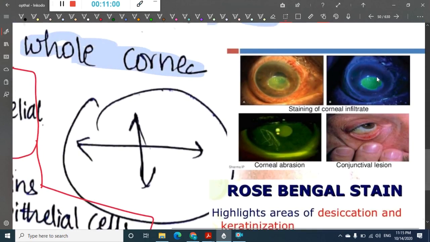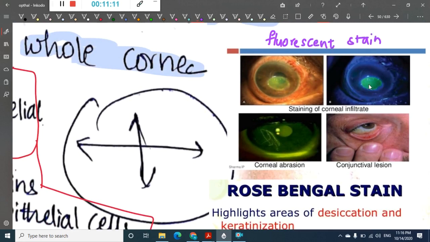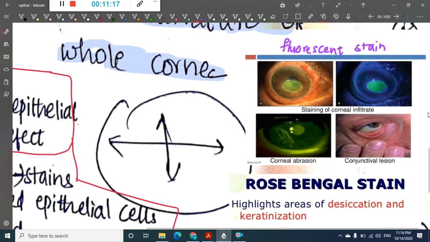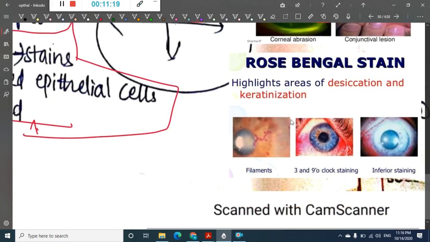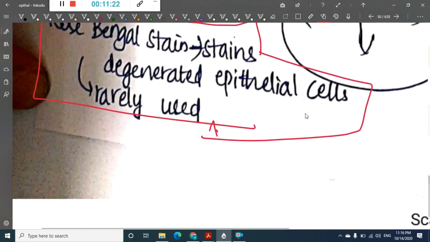Okay, next I'll zoom in. Here you can see this is fluorescein stain, where you can see green colored stain showing the corneal infiltrate. Here you can see corneal abrasion, and even a conjunctival lesion is seen. And we have the next stain, which is rose Bengal stain.